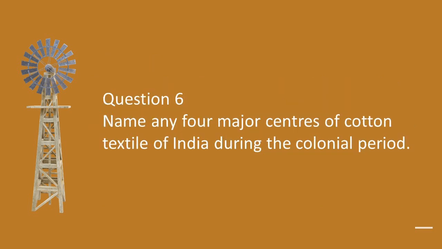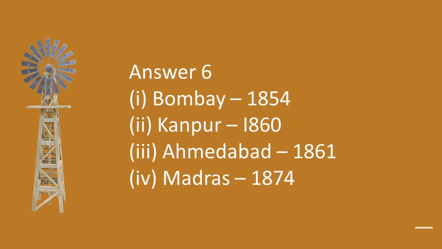Question number 6 is name any 4 major centers of cotton textile of India during the colonial period. Answer to question number 6: first is Bombay, 1854. Second is Kanpur, 1860. Third is Ahmedabad, 1861. Fourth is Madras, 1874.